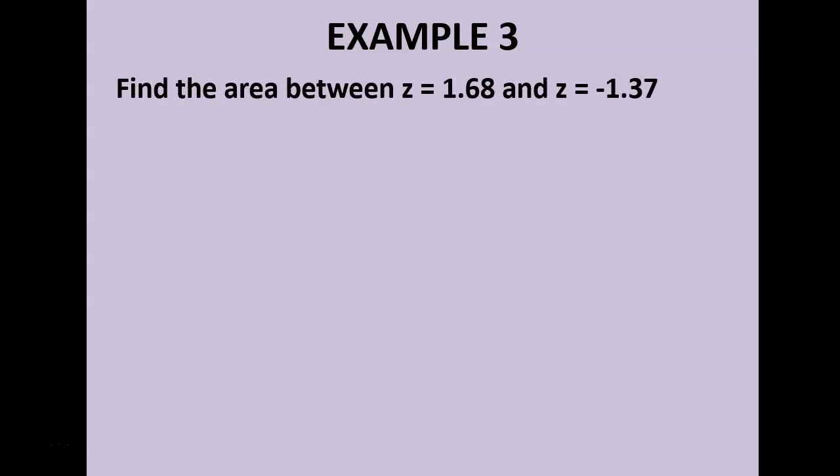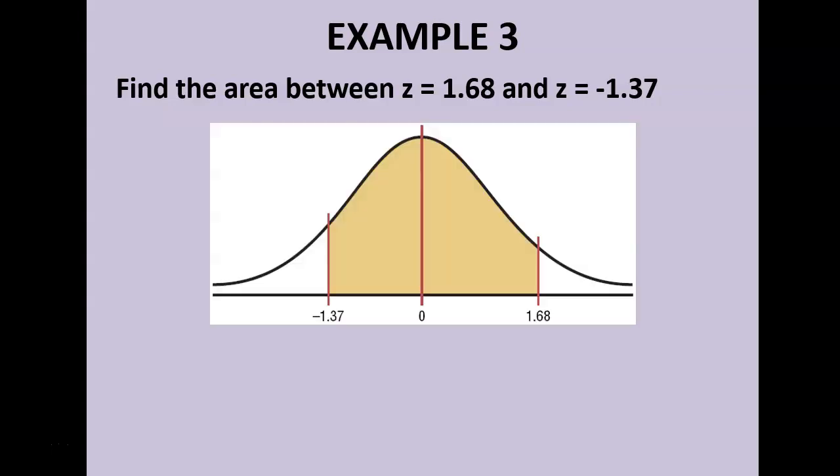The area between z is 1.68 and z is -1.37. So here we are looking at an area coming between two z values. And if you remember, when I did that with you before, I went through the rule. If it was to the left, we use the value from the table. If our area is to the right, we take the value from the table and subtract from 1. If the area comes between two values, we're going to look both of those values up in the table, and we're going to subtract them from one another.